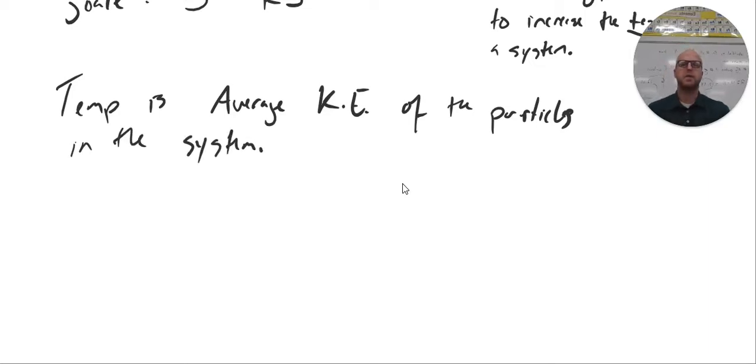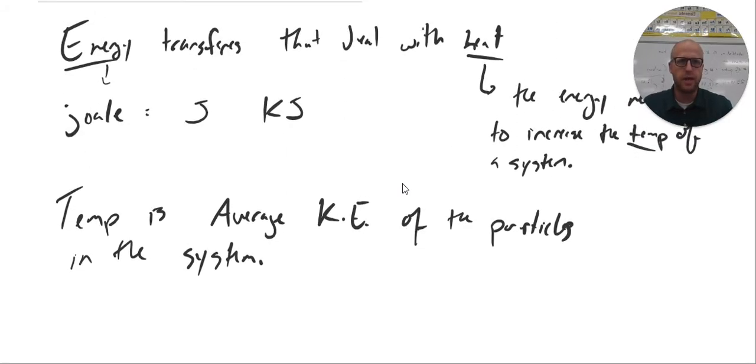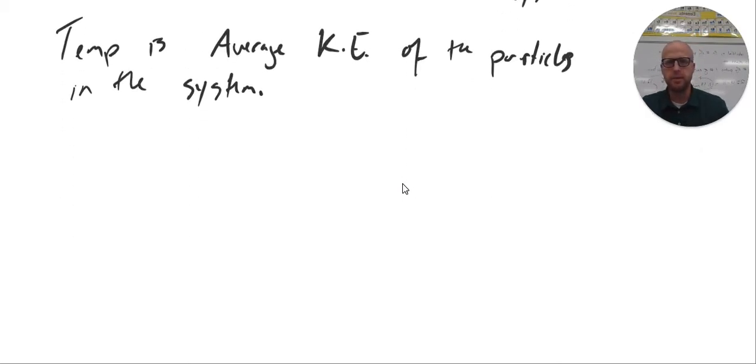Okay, and since temperature is a measurement of average kinetic energy, as I increase the temperature, the average kinetic energy is also increasing. If I decrease the temperature, then the average kinetic energy is decreasing. That's how heat gets related back to energy, and this is a pretty important thing to remember: temperature is the average kinetic energy of the particles in the system. We talked a little bit about that last year in gases and stuff like that.